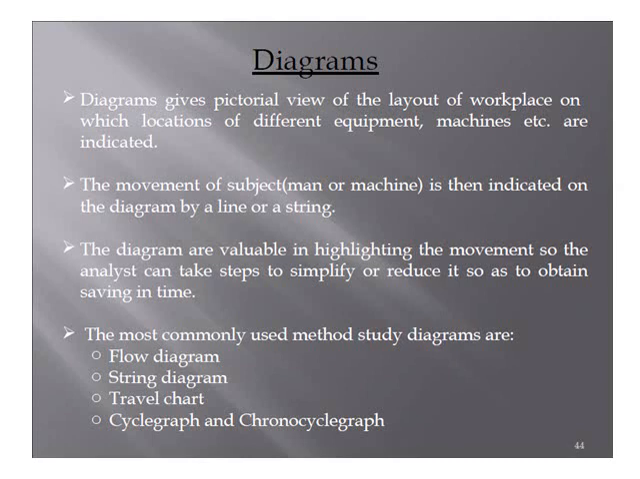There are different types of diagrams commonly used in industries. The major types are the flow diagram, string diagram, travel chart, cyclograph, and other charts. In this part we will discuss the major two diagrams. I have already uploaded the detailed notes of module 3 and also the detailed questions and answers of module 3, with important questions and answers. All these notes are there, so you can easily verify them. Today in this lecture we will basically look into the flow diagram as well as the string diagram.